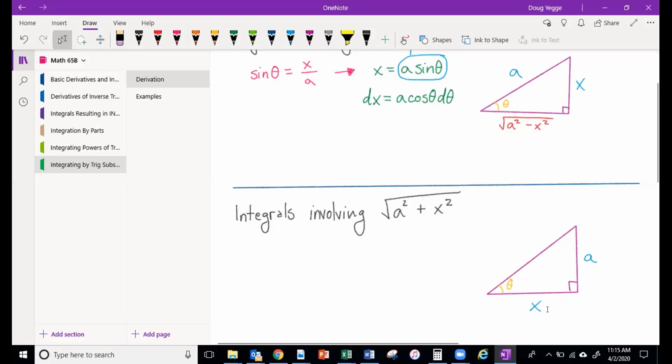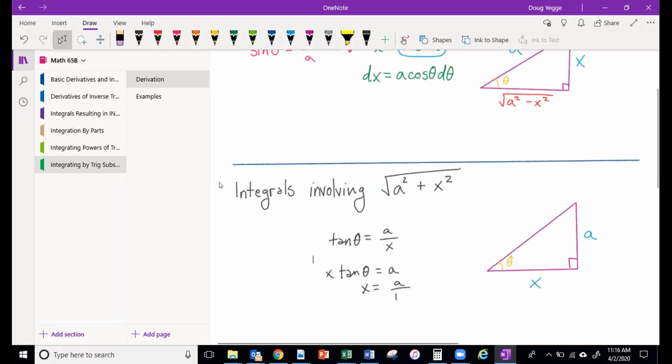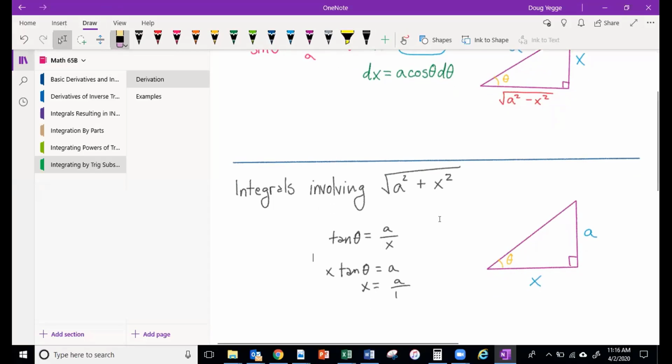But I want to get x over a, because let me just show you why. If I put the tangent of theta is a over x, then by cross multiplying I get x tan theta is equal to a, and then x is equal to a over tan theta. So then that's cotangent, and that's why I wouldn't really want to use that. Instead, you would switch the x and a on the sides.